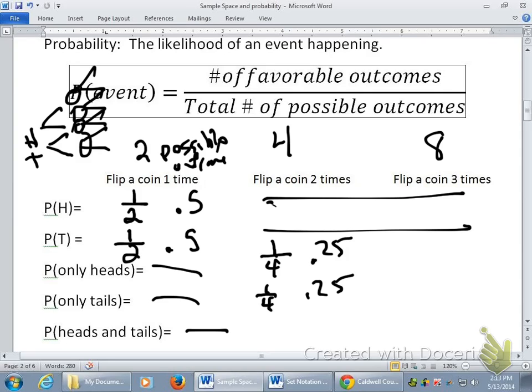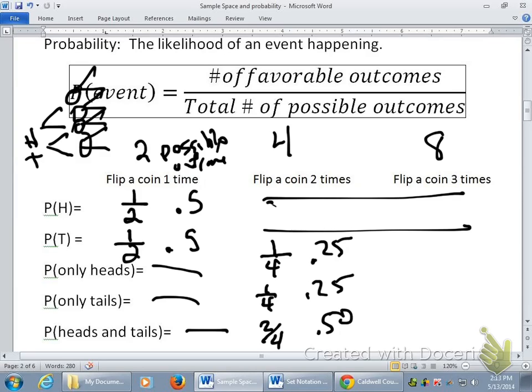What about a head and a tail? How many different times did that happen? Remember, I had a HT and I had a TH. So a HT and a TH, I can just count. That's 2 out of 4. Ended up being 50%. Right?